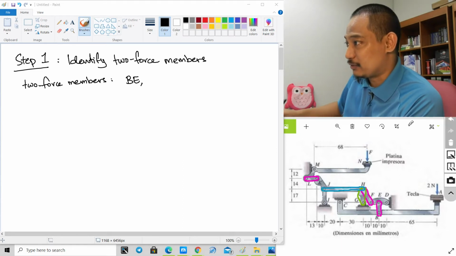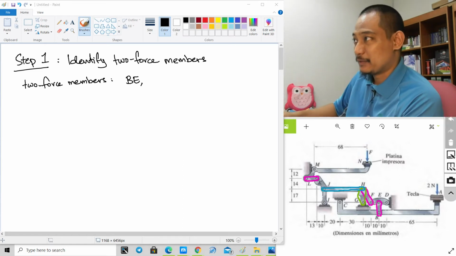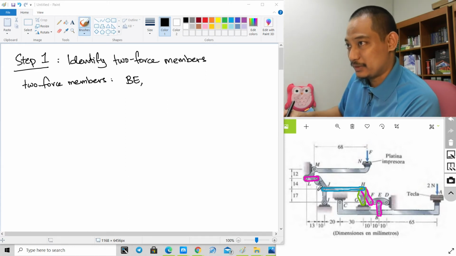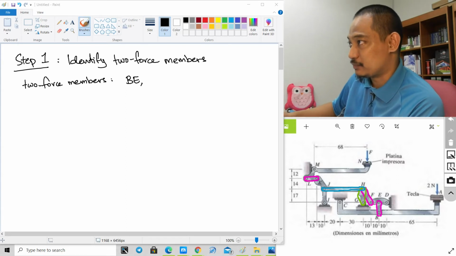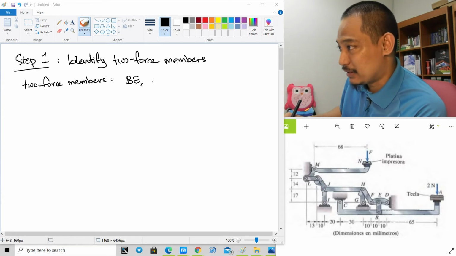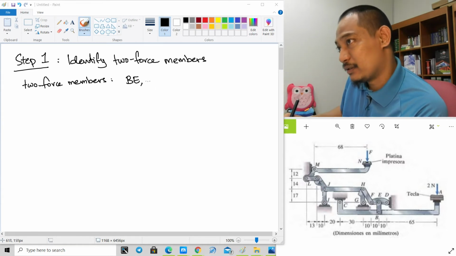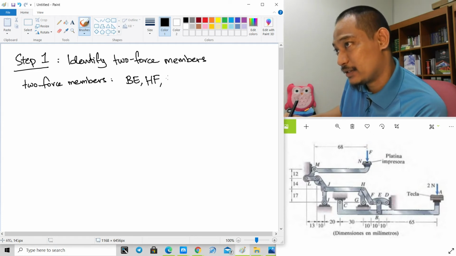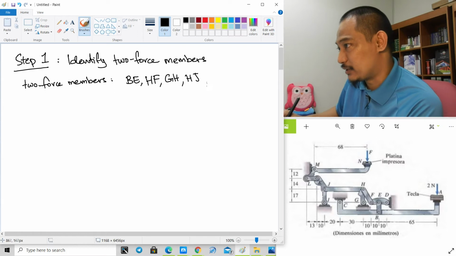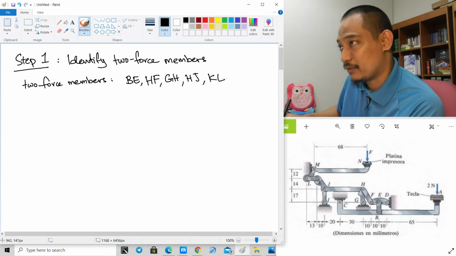So if we take a look at all the two force members, you have this one, BE. Okay, so we have 1, 2, 3, 4, 5 two force members, right? So if I write here, BE and then HF, and then GH, and then HJ, as well as KL, right?